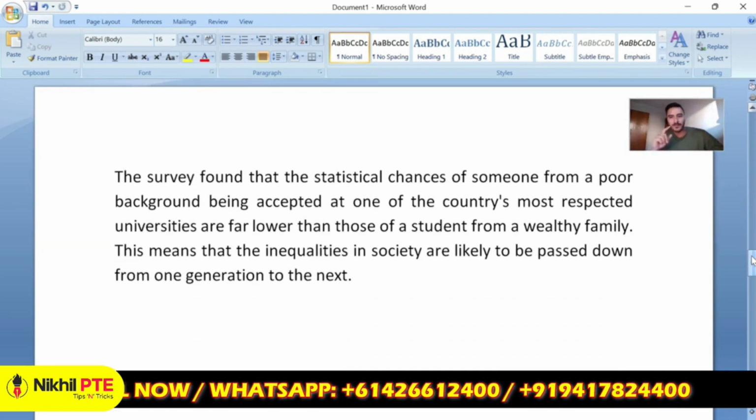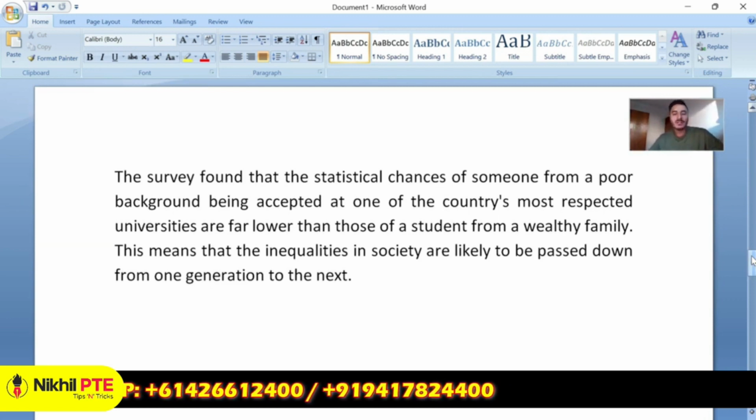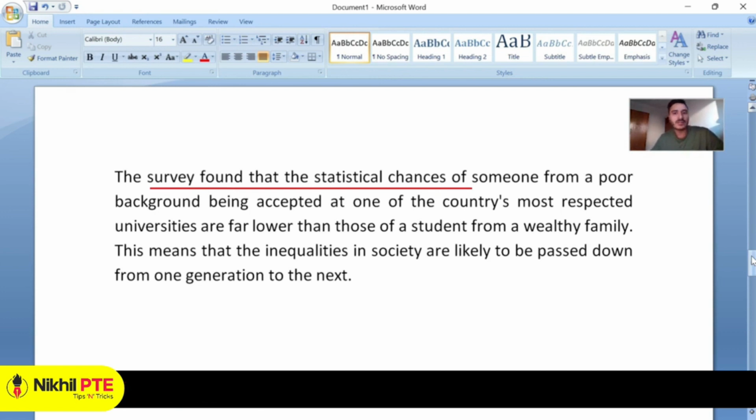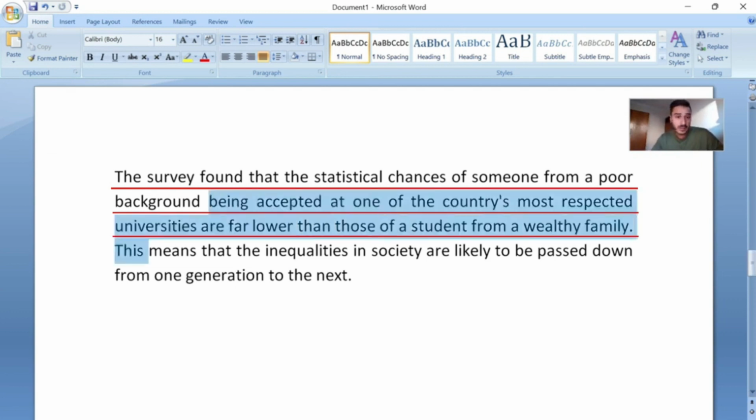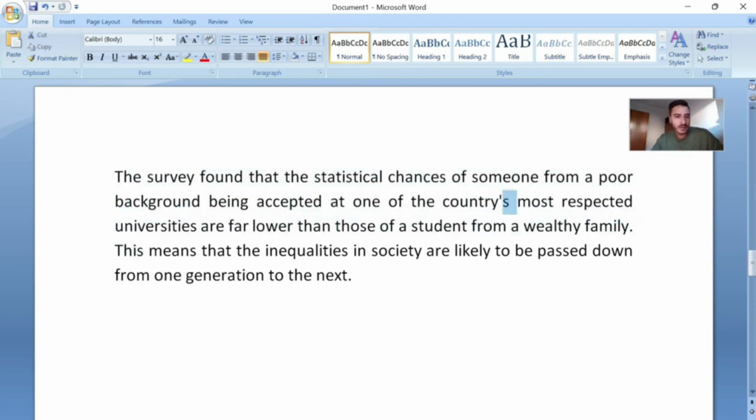Next question is this one. So some students are speaking like this. The survey found that the statistical chances of someone from a poor background being accepted at one of the country's most respected universities are so far. What is this? Up, down, up, down. Even you can see this line is very big. You cannot speak in just one breath. You can take a pause here or here.